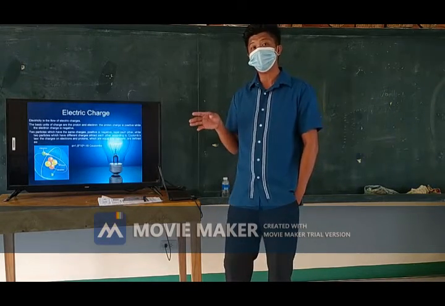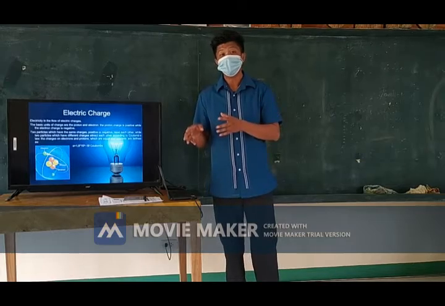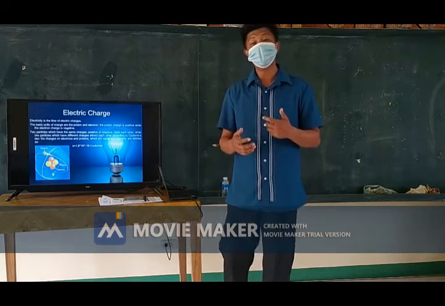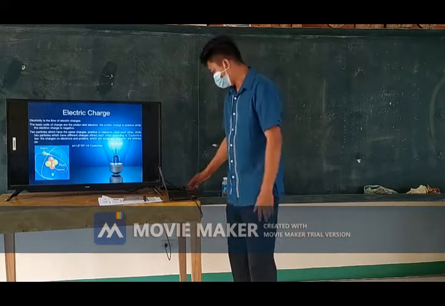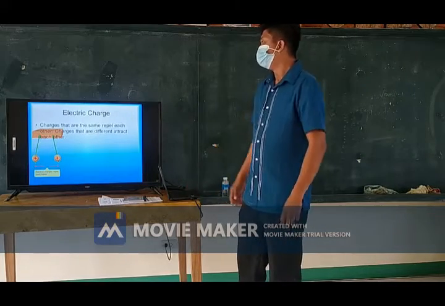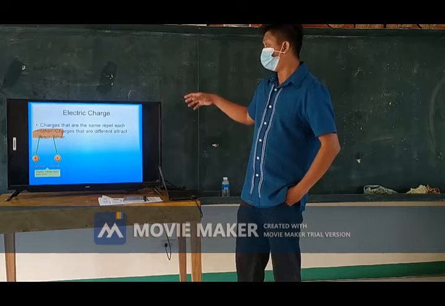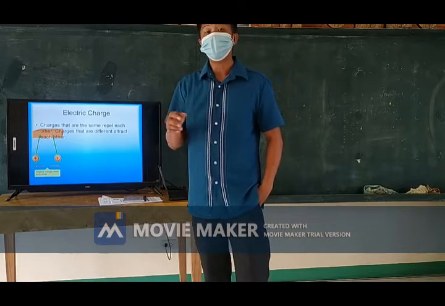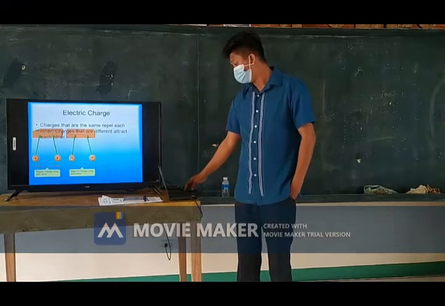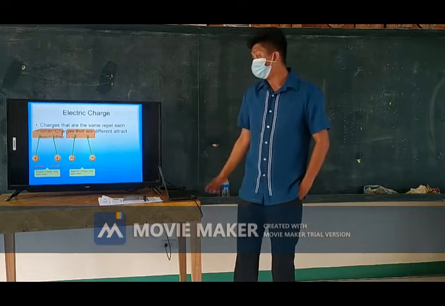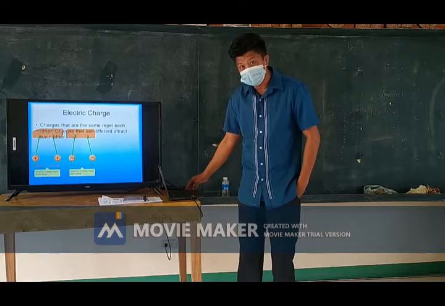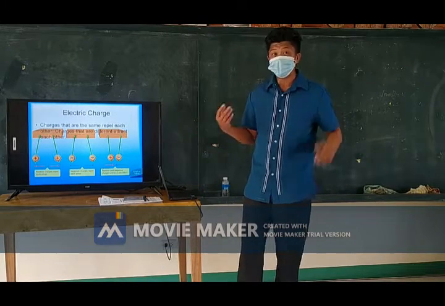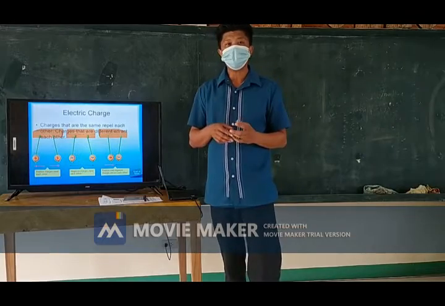We talk about charges, that is coulomb. Of course, later we will find out why coulomb became its unit. Now, the basic concept of electric charge is that positive charges repel each other, while negative charges also repel each other. But positive and negative will combine, they attract each other.